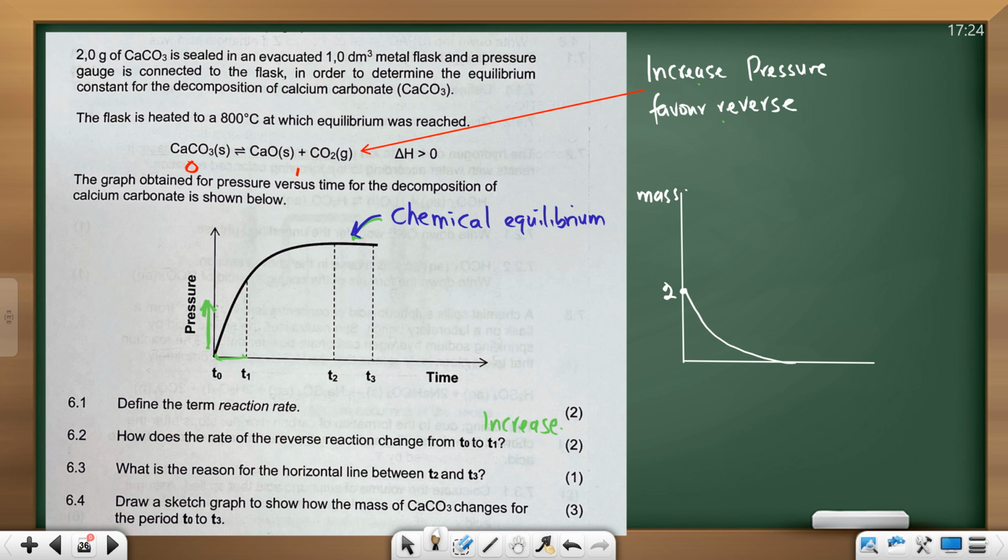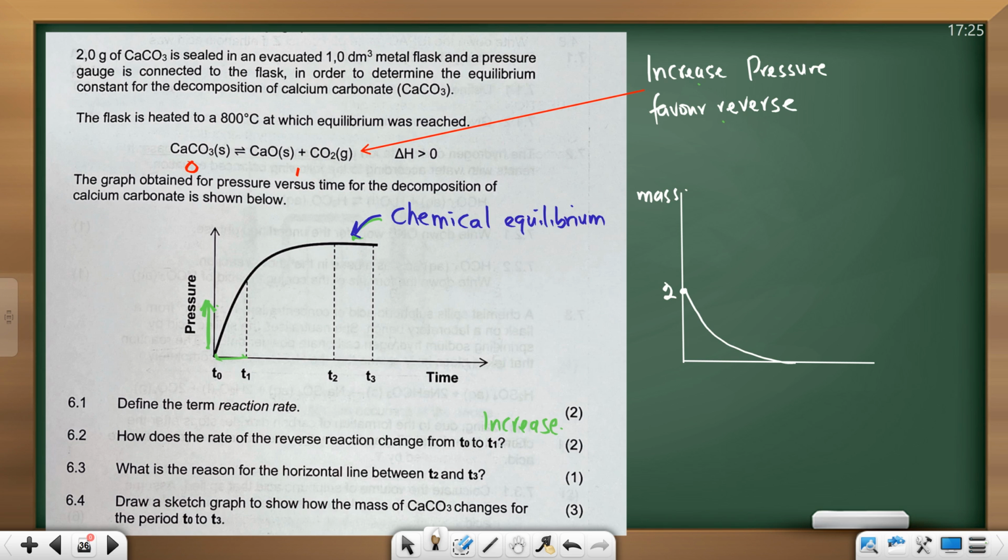The graph obtained for pressure versus time for the decomposition is this. What's happening? Pressure is increasing on the y. Are you with me? As time is increasing on the what? X. Do we agree? If we increase pressure, what happens? The reverse is favored. Are you with me? If the reverse is favored, what happens? More calcium carbonate will be formed. Are we all okay with that?